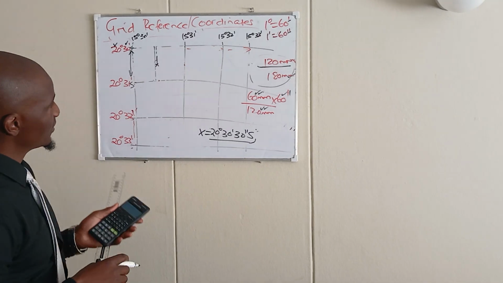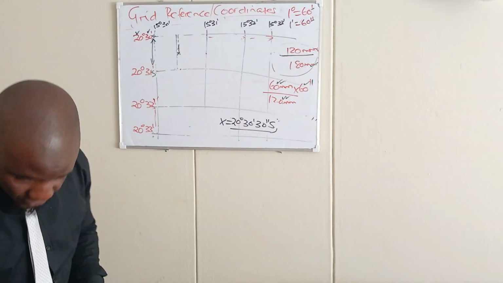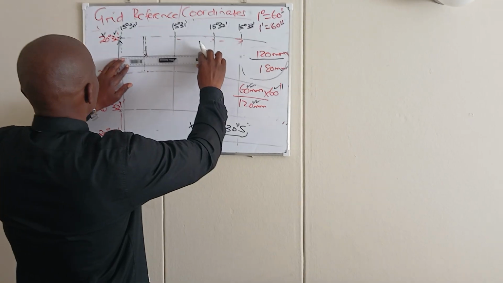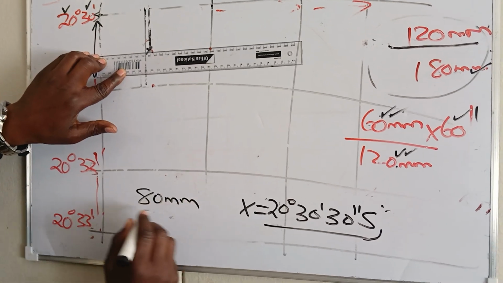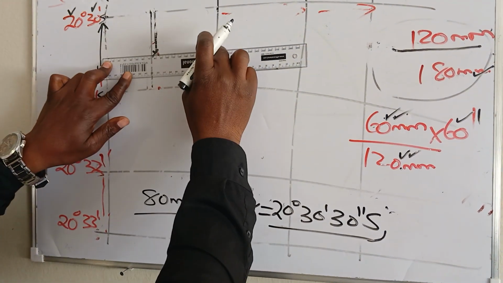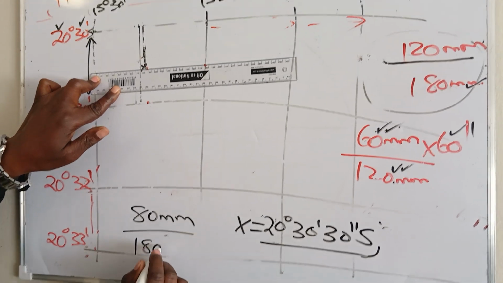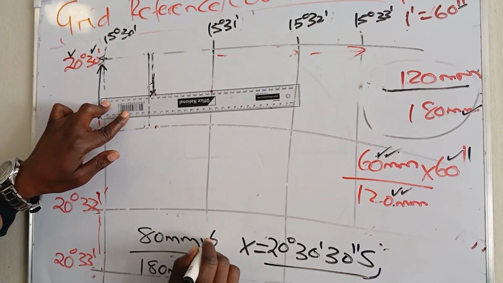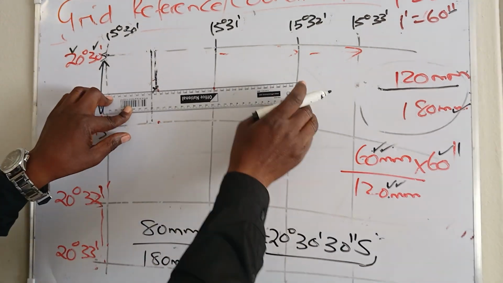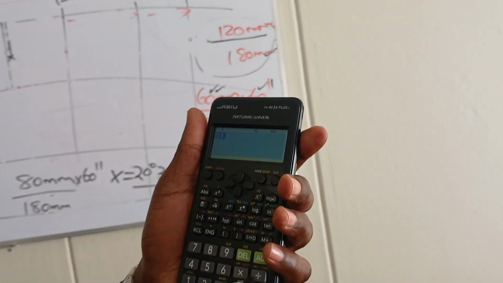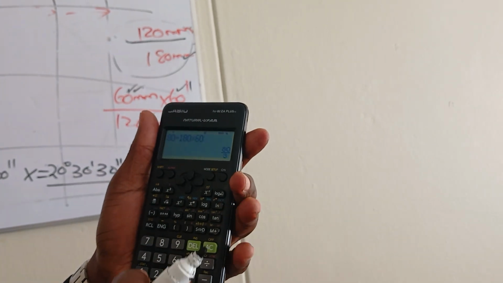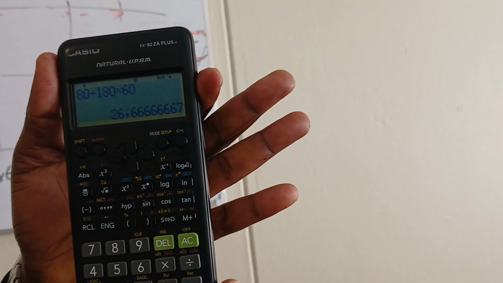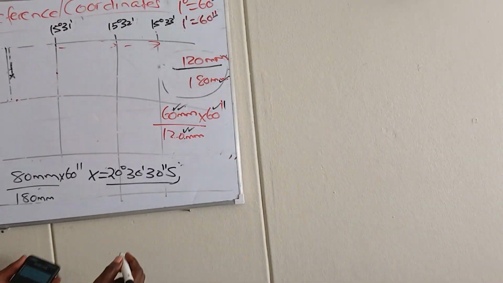Then the longitude, I'm going to do the same thing, okay? This is where my x is. I'm going to find out. From here up to there, you can see it's at 80 millimeters. Then from here up to there, I've got 180, remember from the previous example. Then I multiply by 60 seconds. That is my 80 divided by 180 multiplied by 60 seconds. What is my answer? Ta-da! 26.7, which is more like 27 seconds.